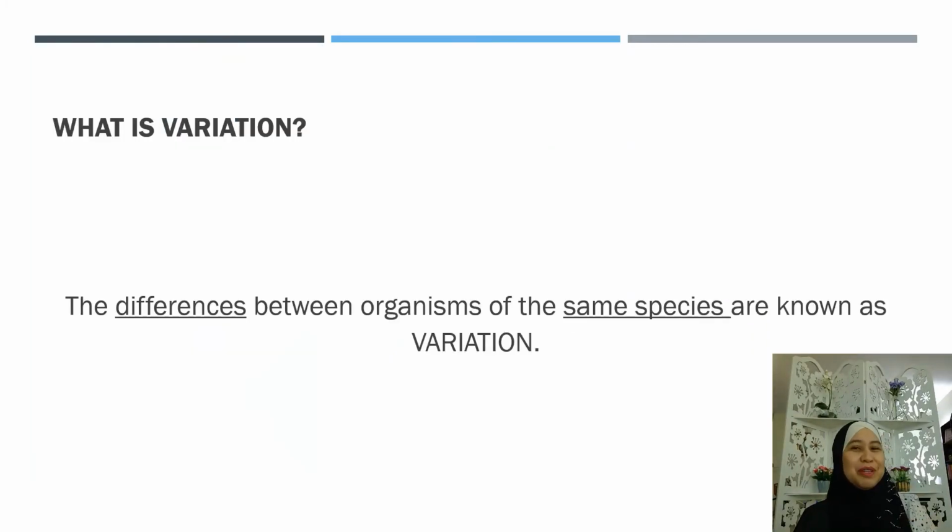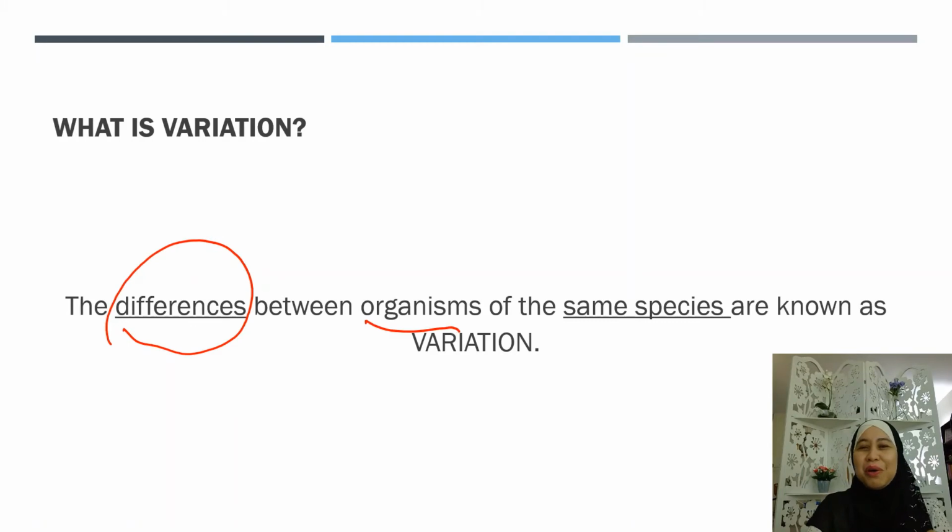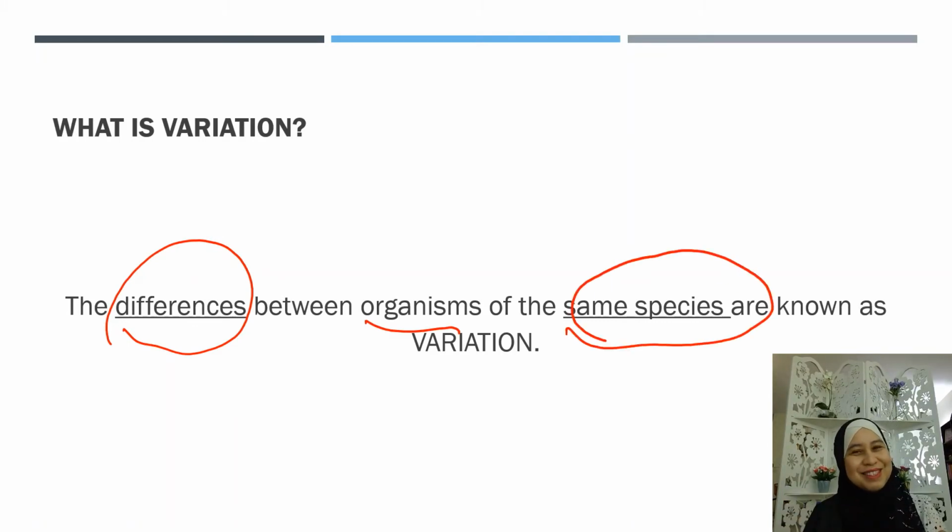Now, going to the Form 5 syllabus, variation. What is variation? Variation is the differences between organisms of the same species. Alright, so the next slide, we are going to see the application of the naming of the organism with variation.